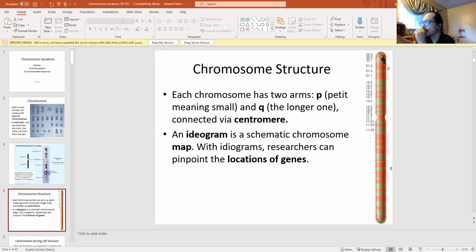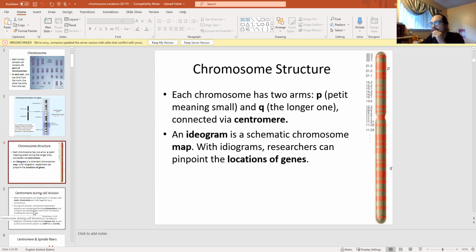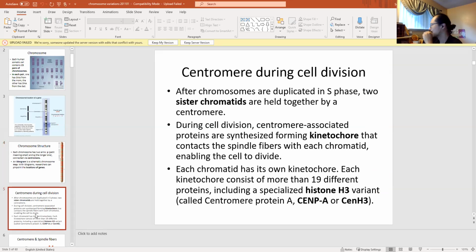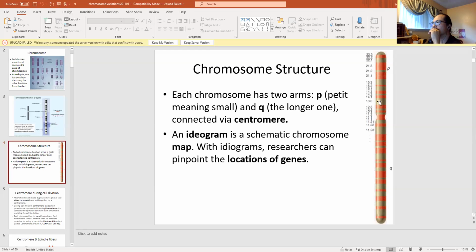Now, the centromere is the region that doesn't really provide the coding for the protein. So this is not like functional segments of the chromosome. This is more like a structure support of the chromosome. Structure support means that it connects P and Q, connecting the two arms. So the centromere connects the short arm and the long arm.